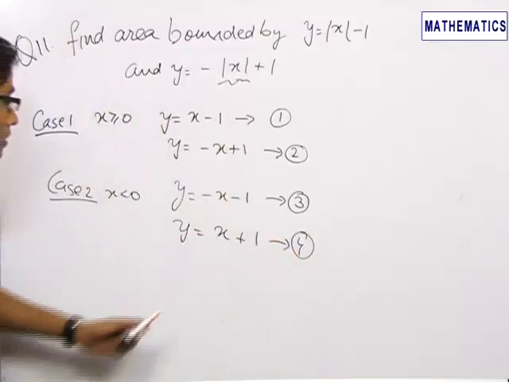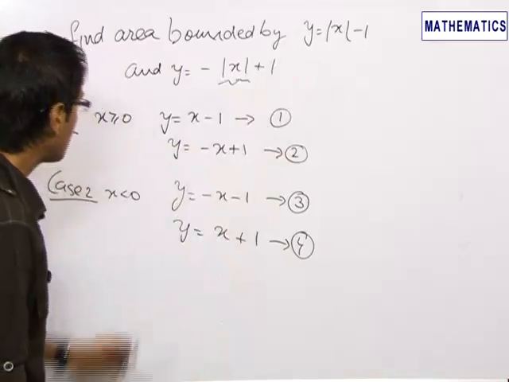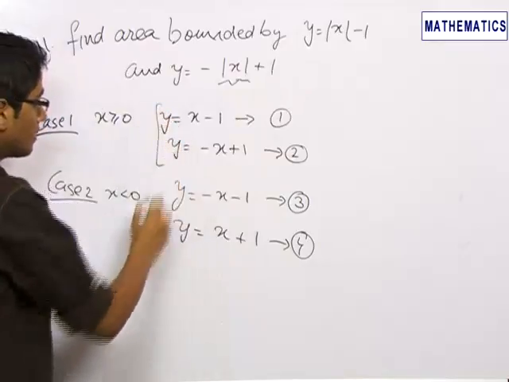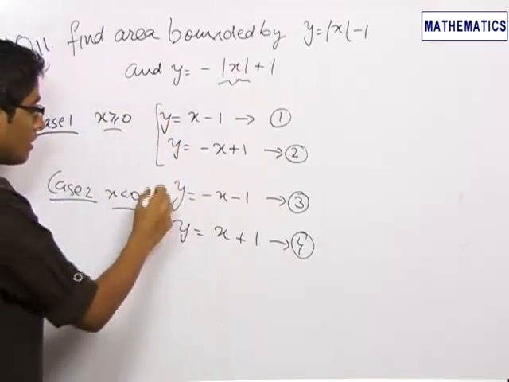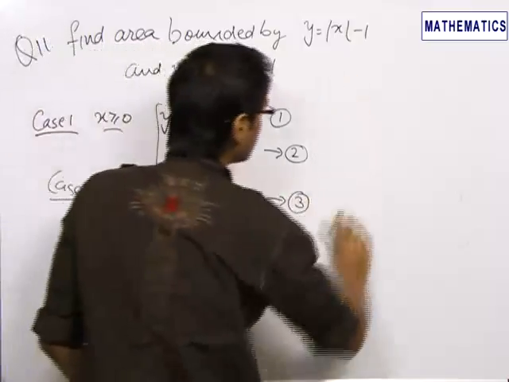So here we can clearly see these are not two lines, these are actually four lines depending on how x is behaving. If x is greater than or equal to 0, we get two different lines, and if x is less than 0, we again get two different lines. So here we have four lines.